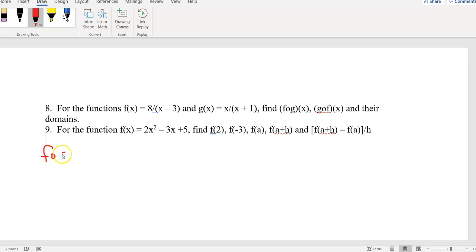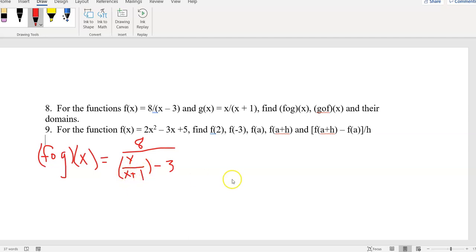All right, so f composed with g. Let's notice that f is 8 over x minus 3. So let's put parentheses into the x in the bottom. And now we're going to drop the second one in our notation, g, into those parentheses. So x over x plus 1.